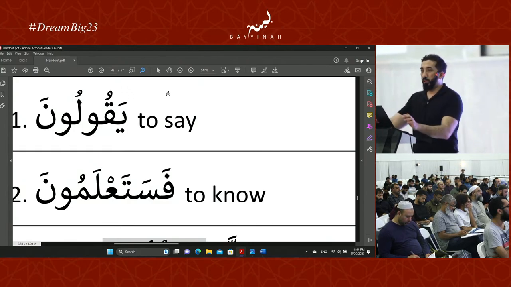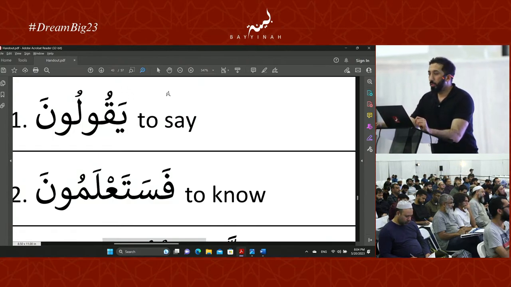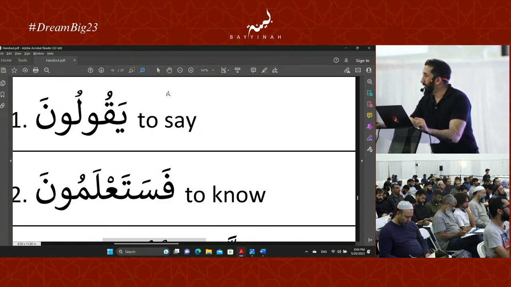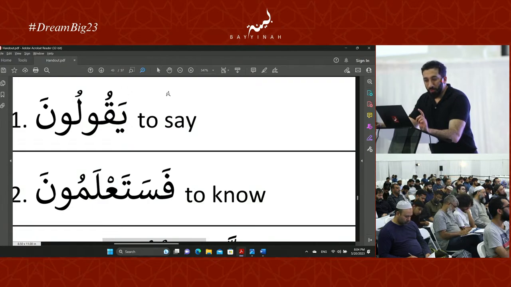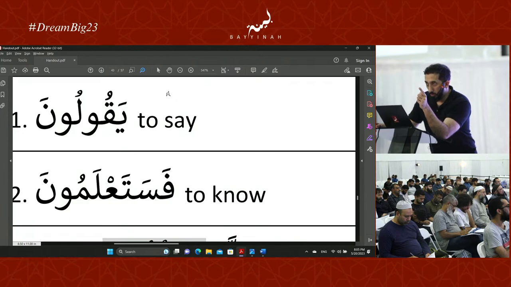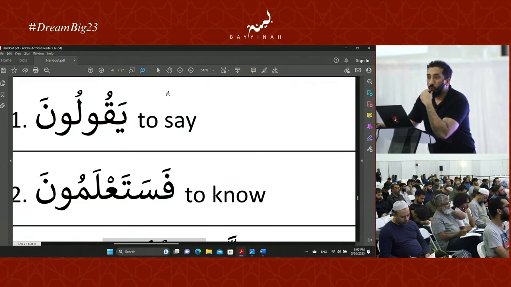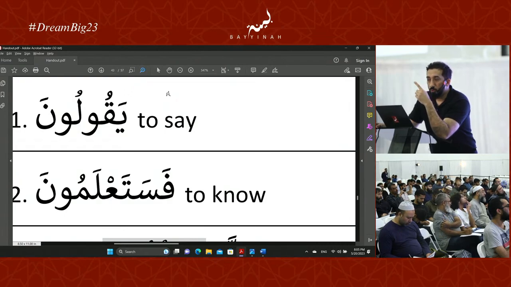Cool word. Fa, does anyone remember what fa means? Good. Fa means so. Sa means soon. So what does fa sa mean? So soon, ta'lamuna. Who will know? You all will know. Fasata'lamun.